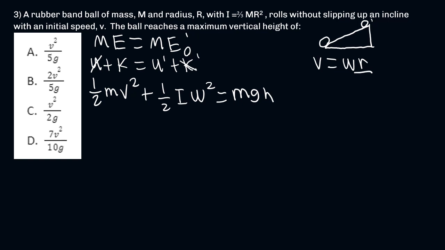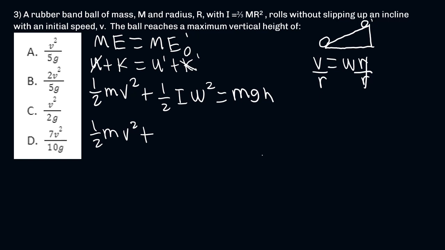So let's divide out r from both sides in order to do that, and we get that omega equals v over r. So we can then go plug that into our equation, and we can also plug in our moment of inertia from our prompt here. So we have here 1/2 mv squared. We can leave that as is, no changes there. Plus 1/2 moment of inertia times omega squared.